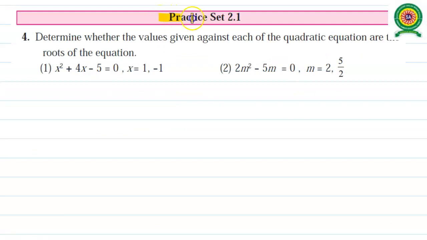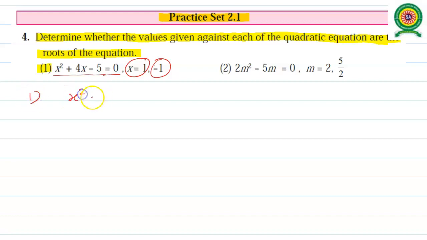Look at question number 4 from practice set 2.1. Determine whether the values given against each quadratic equation are the roots of the equation. The first equation is x square plus 4x minus 5 equals 0. The first value given is x equals 1, and the next value given is x equals minus 1. So are 1 and minus 1 roots of the given quadratic equation or not? We have to check it.